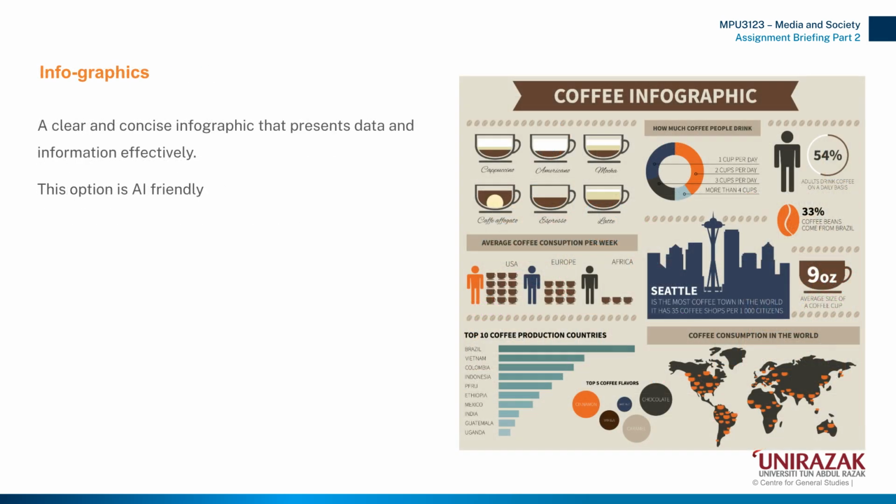An infographic should be clear and concise, presenting data and information effectively. This option is AI friendly. An infographic is a representation of data in graphic form and should comply as a PSA, as it represents impactful information to the society.